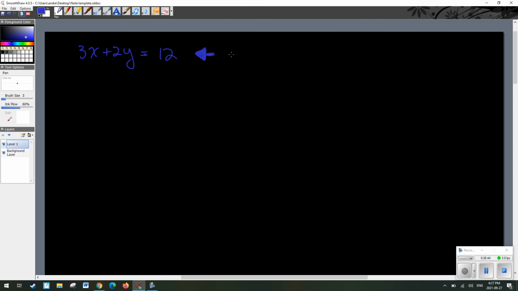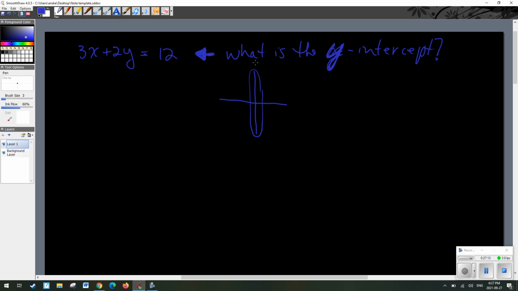But imagine I said, what is the x-intercept of that equation? And I don't want x again, I apologize. I'm getting ahead of myself. I want y. Okay, what is the y-intercept? Well, we can use that same concept, right? So I'm thinking, a y-intercept has to be along this axis right here. And that means that my x value must equal 0.